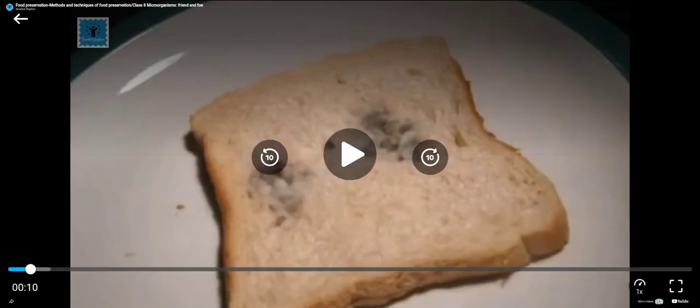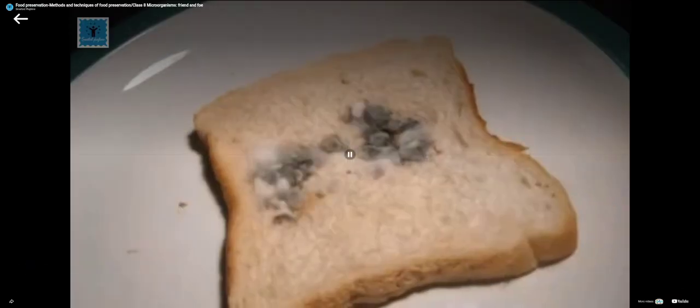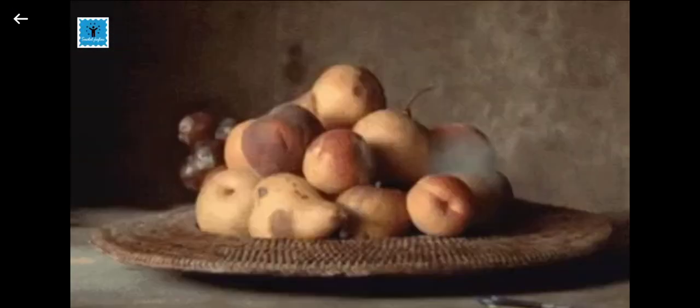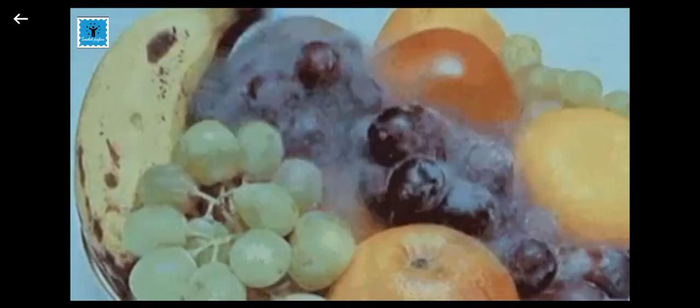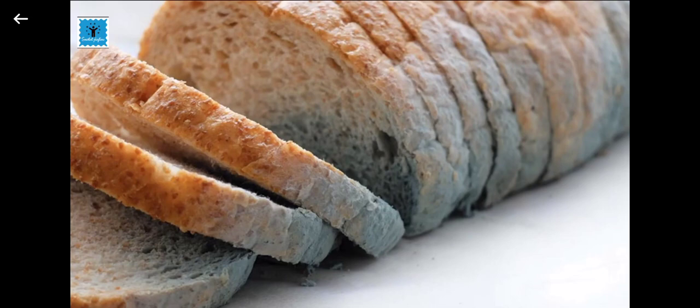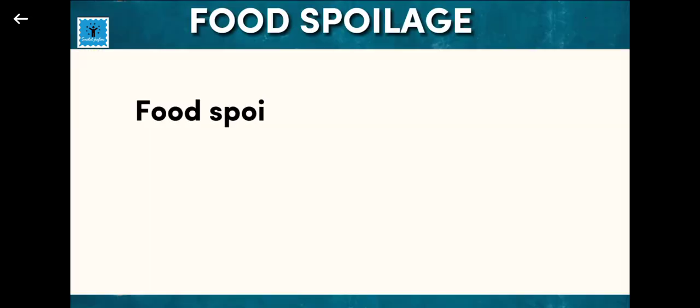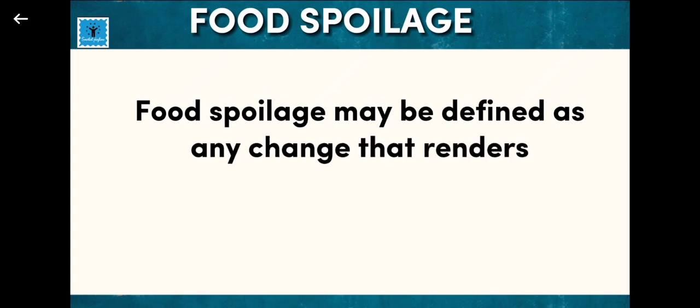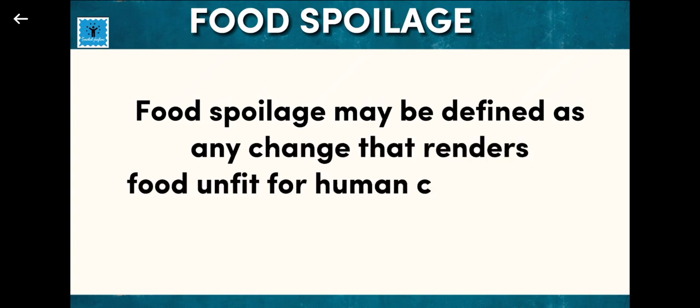If bread is left unused under warm and moist conditions, it is attacked by fungus. Microorganisms spoil our food, and the spoiled food emits a bad smell, has a bad taste, and changes its color too. Any change which occurs in a food item and which makes it unfit for human consumption is considered food spoilage.